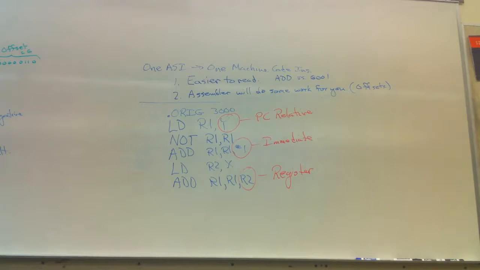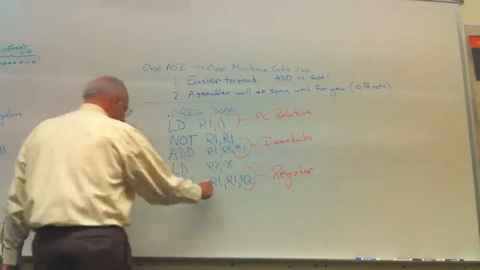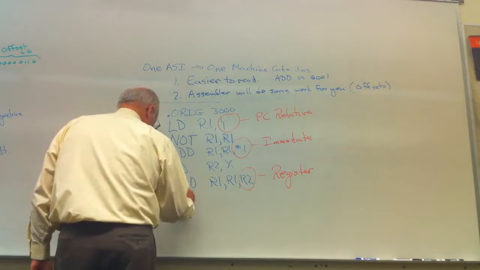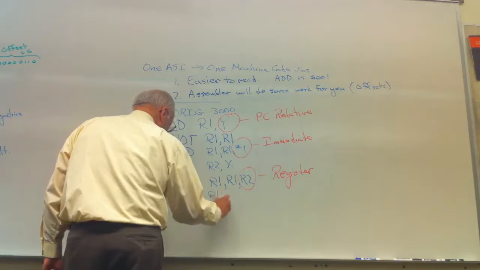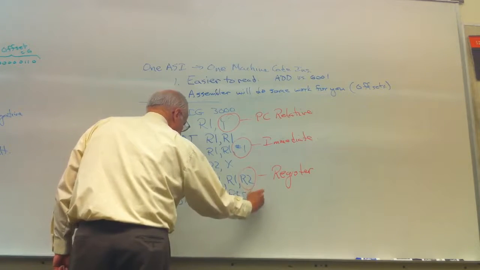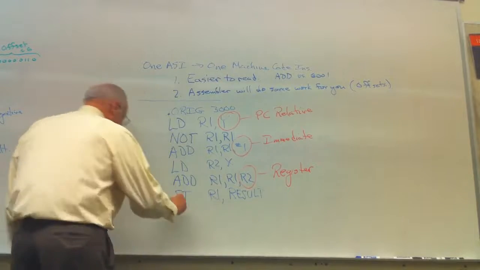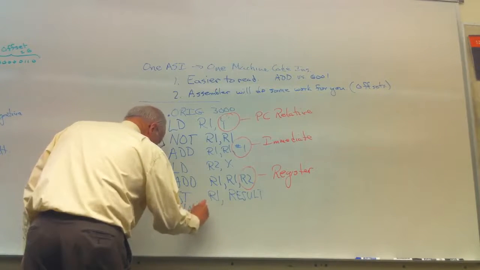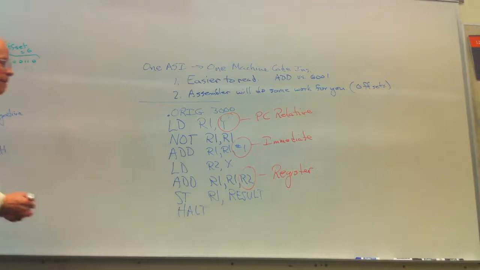Okay, now we just have to store the result, which is in register 1. So we'll store register 1 to result. That's all of our program, so we'll say halt. And now we can put in our data.